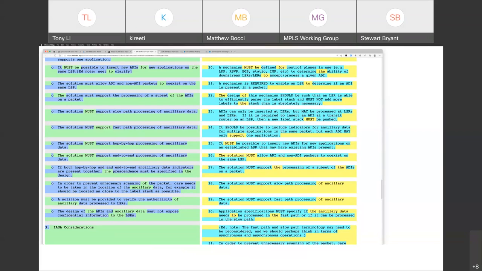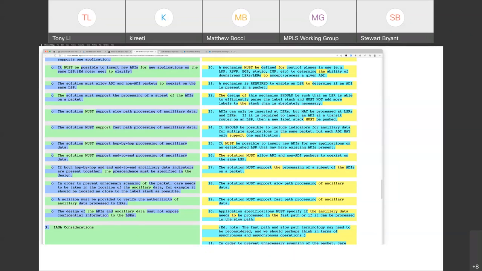Or if you want to do post-stack data, I think you have to create a new label stack, don't you? Well, the thing about the way we wrote this was that when we're talking about pushing the ancillary data in this outer LSP, we're talking about the ingress LER for the outer LSP doing it. Yes. So it's still an LER. You may do an LSR function on the top label of the inner LSP, but it's still an LER that's doing this ADI insertion. But there is a must at the end saying that you have to create a new stack.